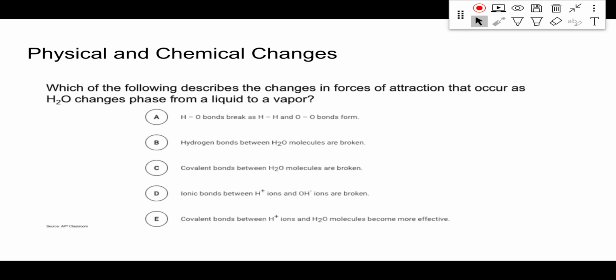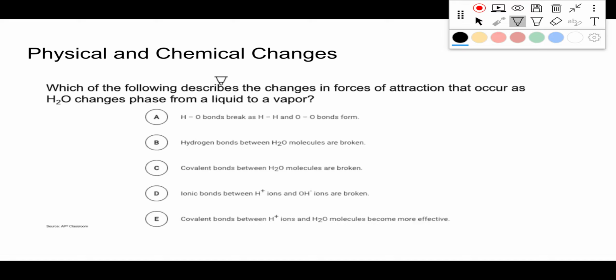So it says, which of the following describes the changes in forces of attraction that occur as H2O changes phase from a liquid to a vapor? So let's pause for just a second and let's talk about chemical bonds versus intermolecular forces or attractions. So there are actually three chemical bonds.